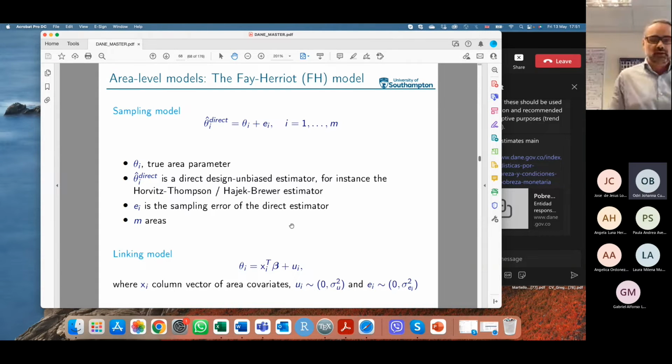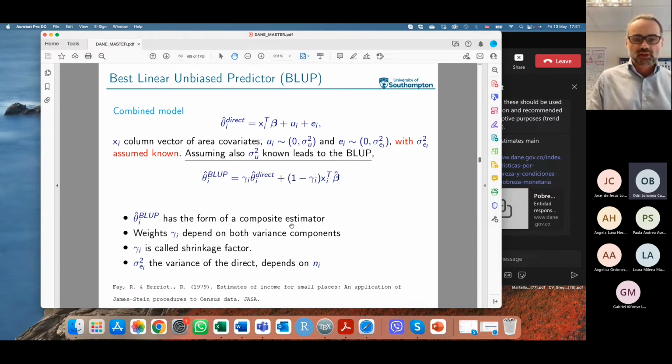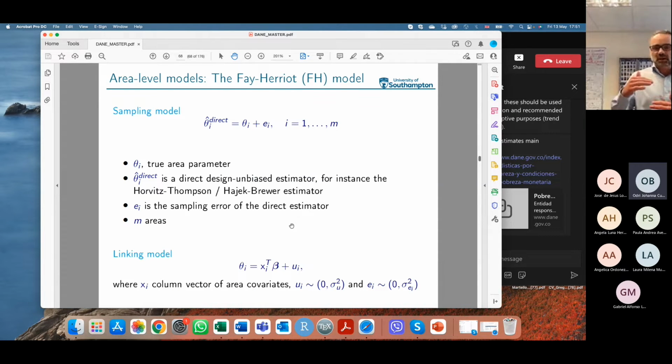So the Fay-Herriot model is one of the oldest models that have been used in small area estimation. I have the reference here at the bottom: it was proposed by Fay and Herriot in 1979. That's quite a seminal paper, and I think it's good to go through the paper and see how the model is defined. But I'm going to define it now for you. First of all, I'm going to use an abbreviation here. I'm going to abbreviate the Fay-Herriot model as FH, so wherever you see this abbreviation, we are talking about the Fay-Herriot model. And that model comprises two parts.